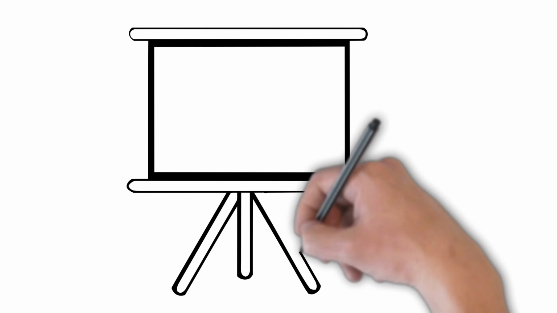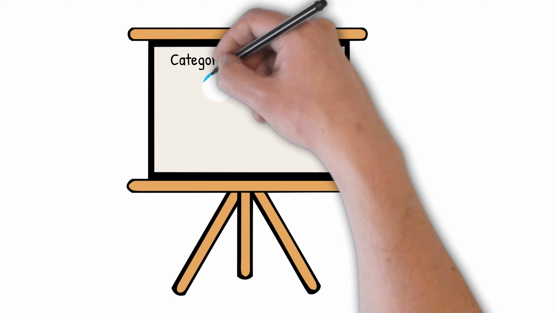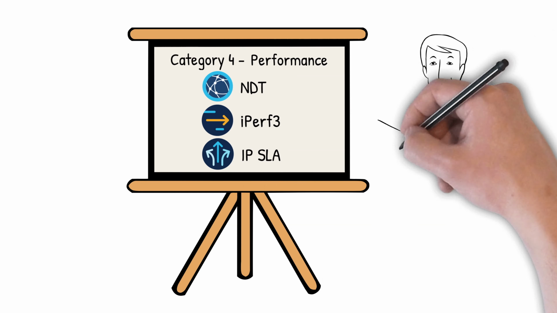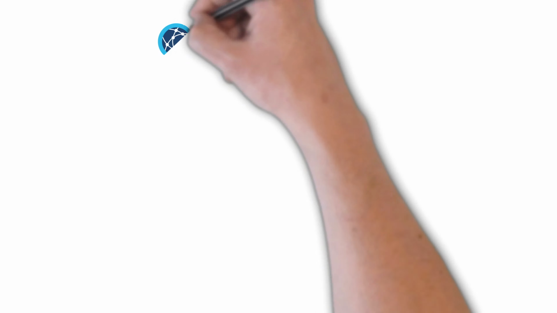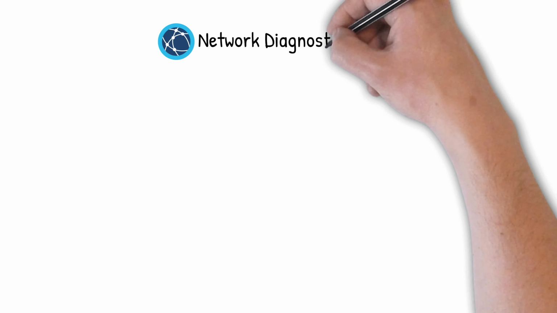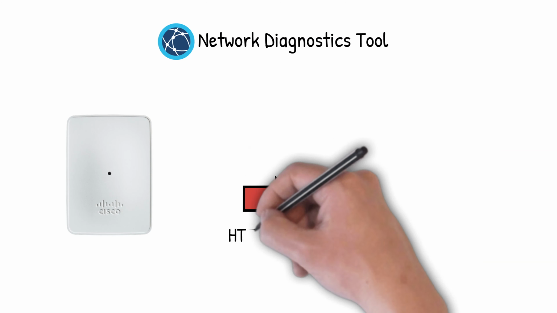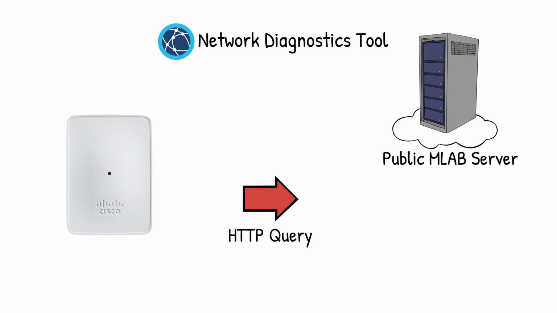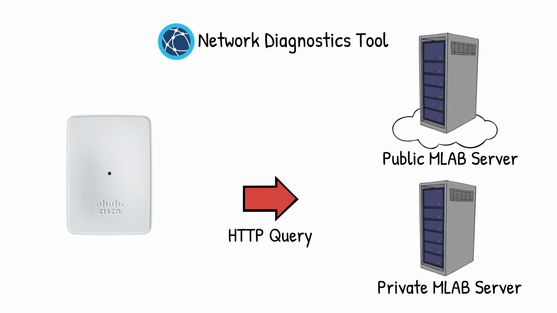For the fourth category of tests, we have performance, in which we have an NDT, an IPERF3, and an IPSLA test. Starting off with the NDT test, which by the way stands for Network Diagnostics Tool, the sensor will send an HTTP query to retrieve the information of either one, the nearest public M-Lab server, which for those of you who are not familiar with this topic, has the characteristics of being a globally distributed and embedded load balancing mechanism, or two, a user-configured private hosted M-Lab server, both of which the sensor can support up to an NDT5 version.